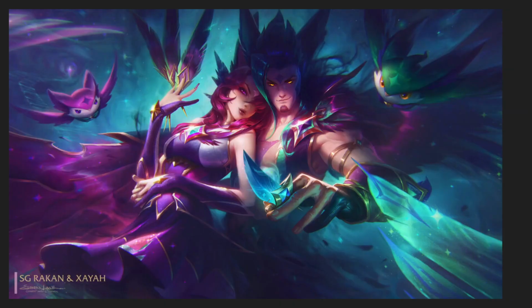Moving back kind of into Riot Games, this is Star Guardian Rakan and Xayah. They don't read as heroic, even though Star Guardians are supposed to be heroic. The dark purples combined with the cooler pinks is like, oh, that's not friendly.